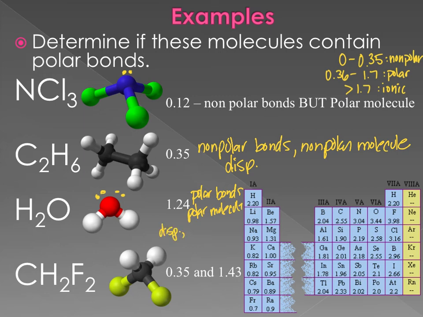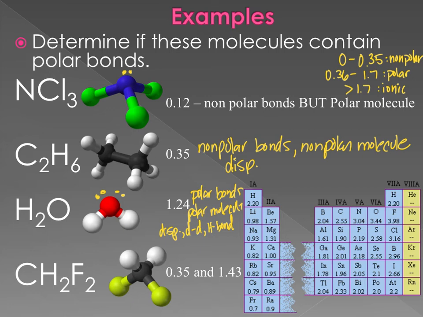Because it's polar, it would have dipole-dipole, and we have a hydrogen in our molecule, and that hydrogen will be attracted to the oxygen in an opposite neighboring molecule, so we also will have hydrogen bonding going on too.